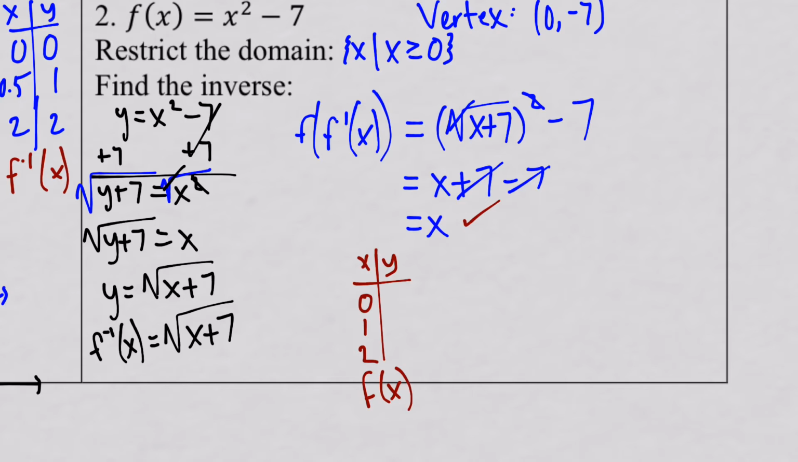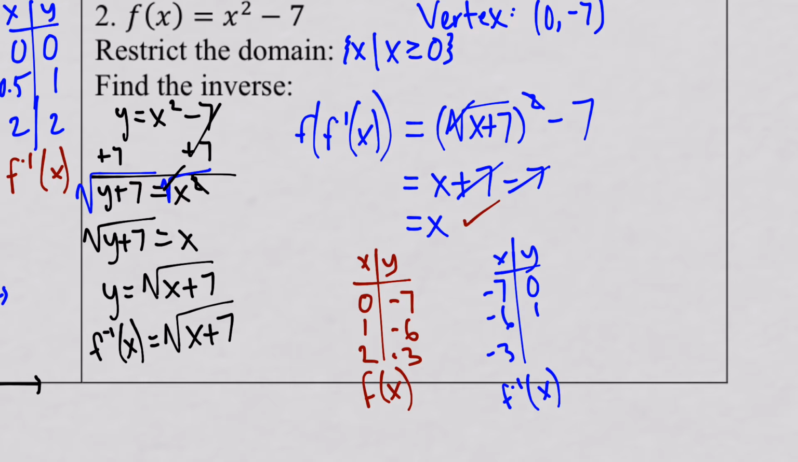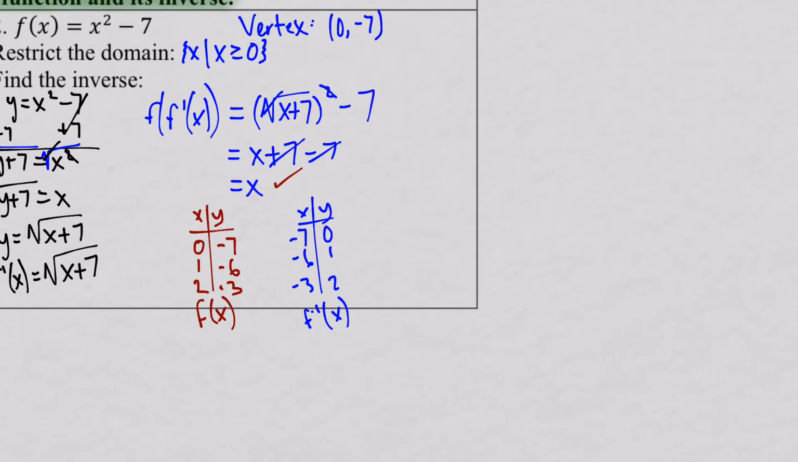Alright, let's do mental math. Plug in 0 right here. 0 squared is 0, minus 7 is negative 7. Do 1. 1 squared is 1, minus 7 is negative 6. And 2. 2 squared is 4, minus 7 is negative 3. There you go. For the inverse, we're going to do it in blue, and then we'll graph them both. This is the inverse. All you got to do is just flip the values, right? Negative 7, 0. Negative 6, 1. Negative 3, 2. Alright, let's graph those.